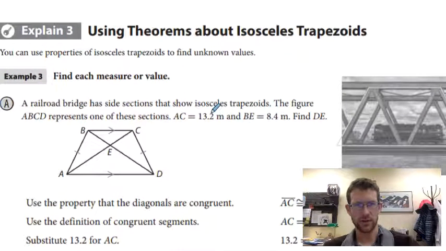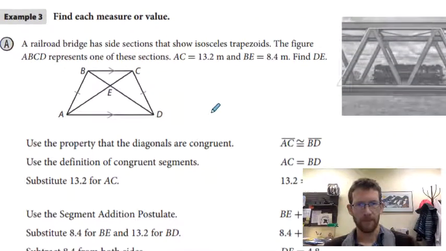Okay, just some examples. A railroad bridge has side sections that are trapezoids. AC is 13.2, so A to C. I'm just going to highlight it. That's 13.2. BE is 8.4. So that's 8.4, and we need to find D to E.